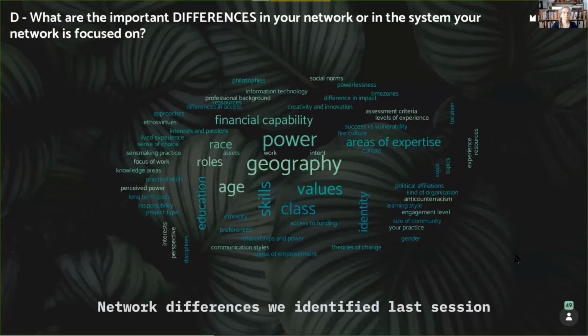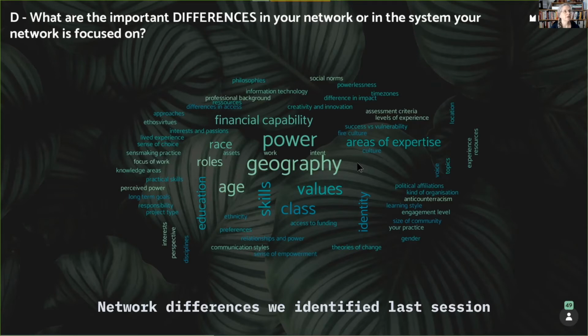These are some of the differences that were listed last time around people's social change networks. So things like geography obviously is a difference. Power, there's power differentials, differences in financial capability, in race and age and skills and values, etc. So feel free, if there are any that are popping into your head that feel like they're missing from this list, especially in relation to change networks or mapping change networks.